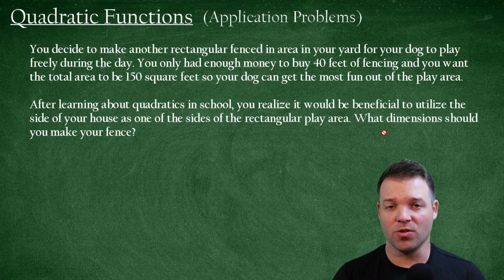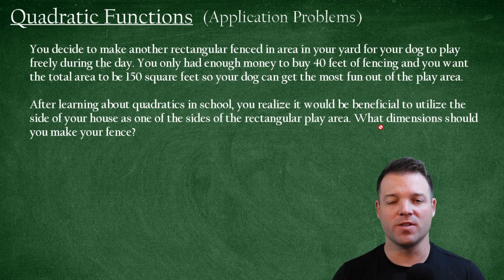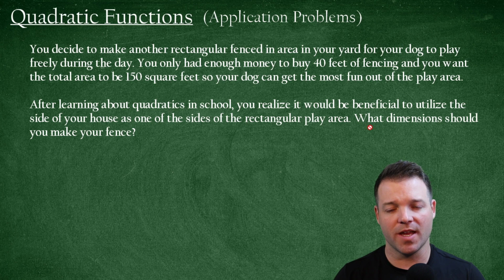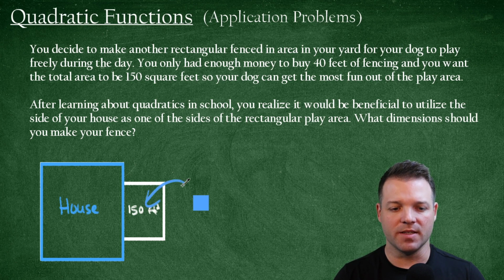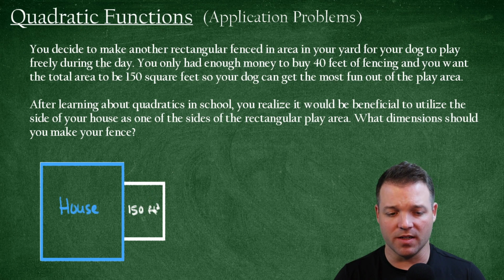So that way you don't have to use fencing for one side of your rectangular area. You'll use the house instead. So given that, what dimensions should you make your fence? First things first, as always, we will go ahead and draw our situation. Here in blue, I have just a rectangular cutout of our house. And you can see that here we have our play area right here. So far, I've just got it listed at 150 square feet.